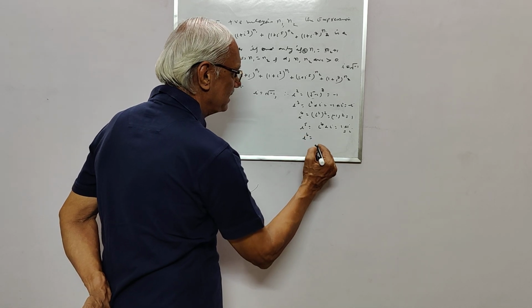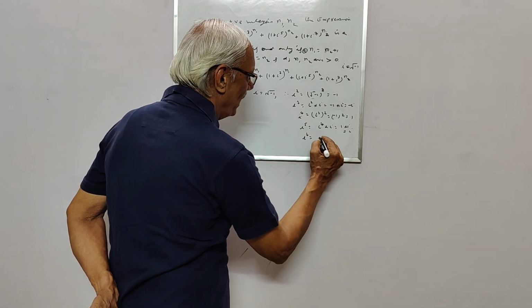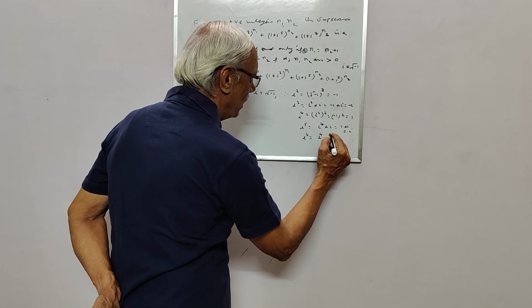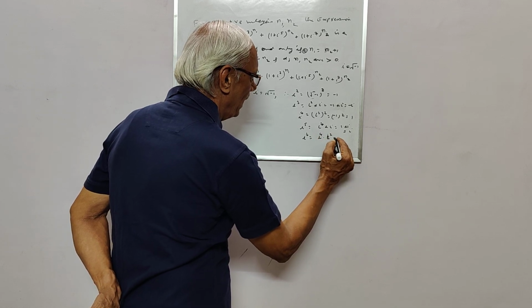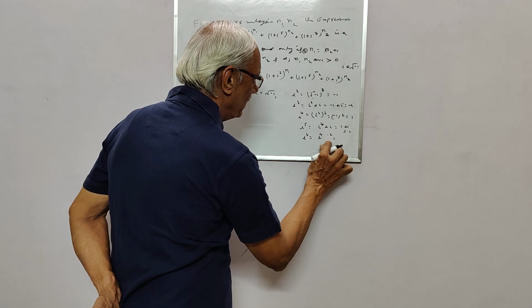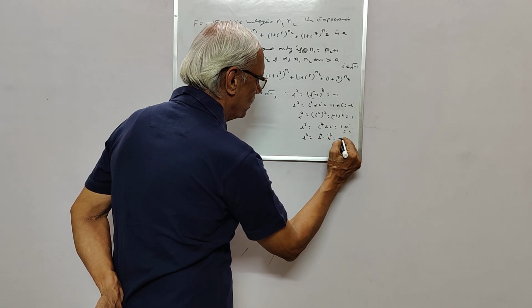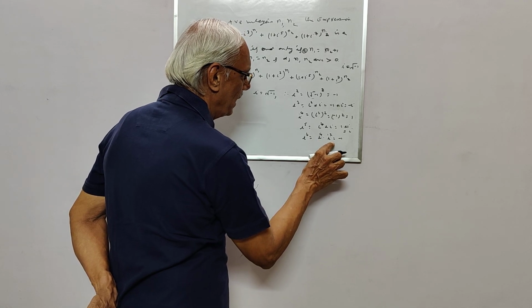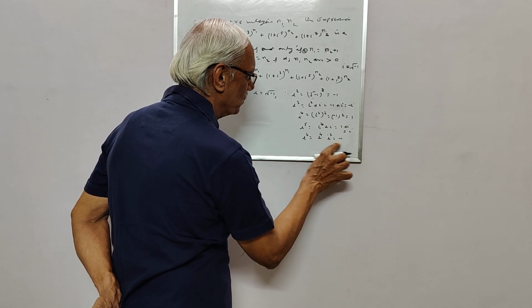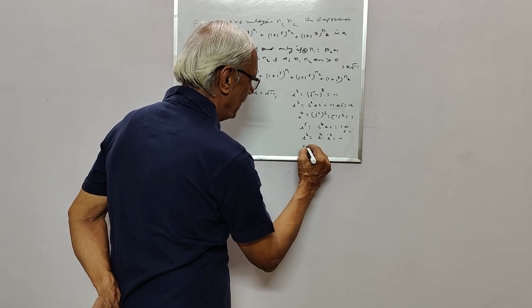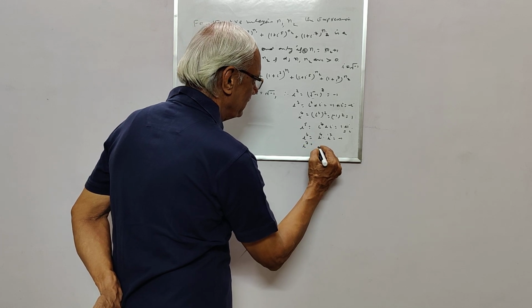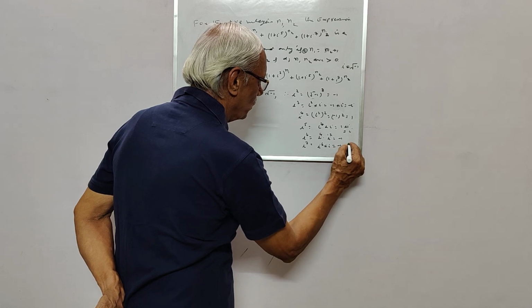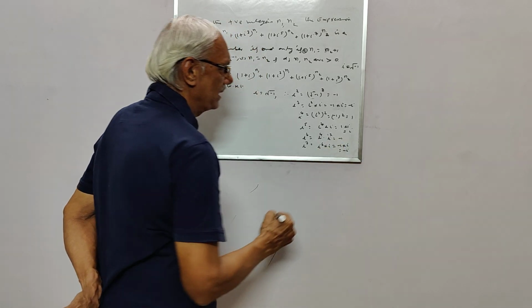i to the power of 6 is equal to, what do you get? i to the power of 6 is i to the power of 4 into i to the power of 2. i to the power of 4 is 1, and here i squared is minus 1. So it is 1 into minus 1, so this is minus 1. And i to the power of 7 is i to the power of 6 into i, that is minus 1 into i, that is minus i.